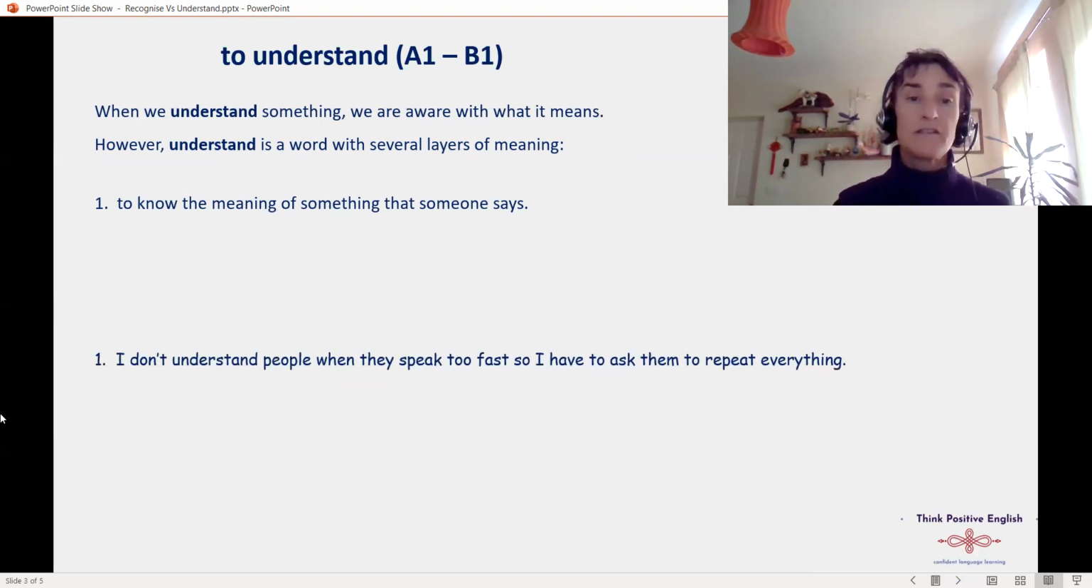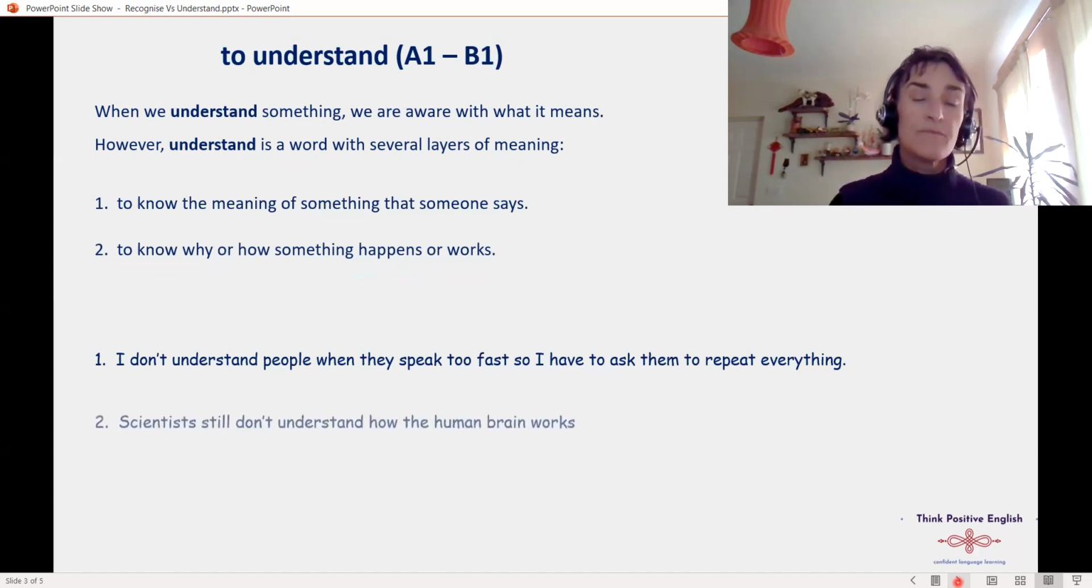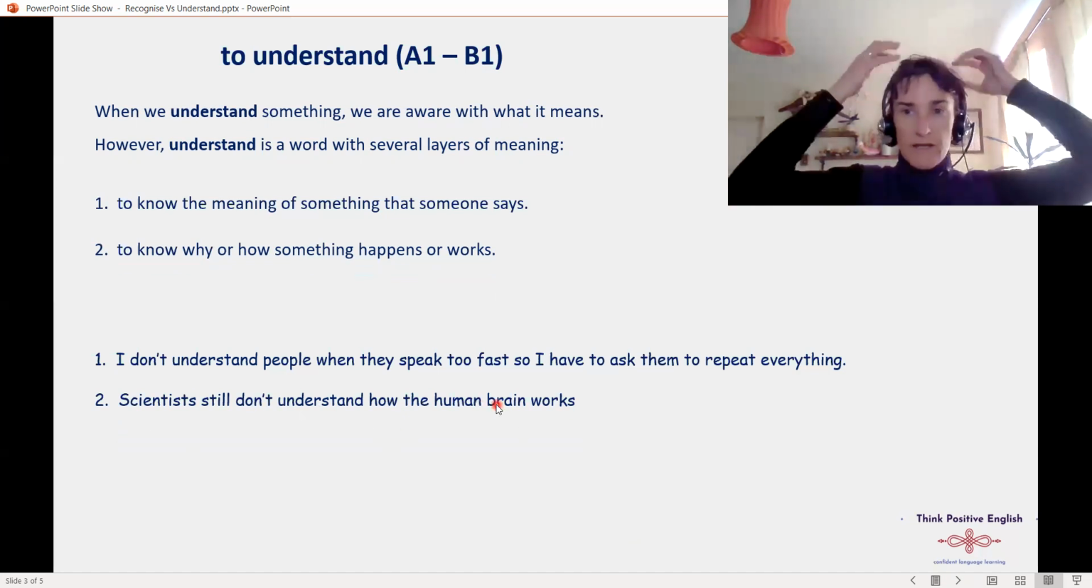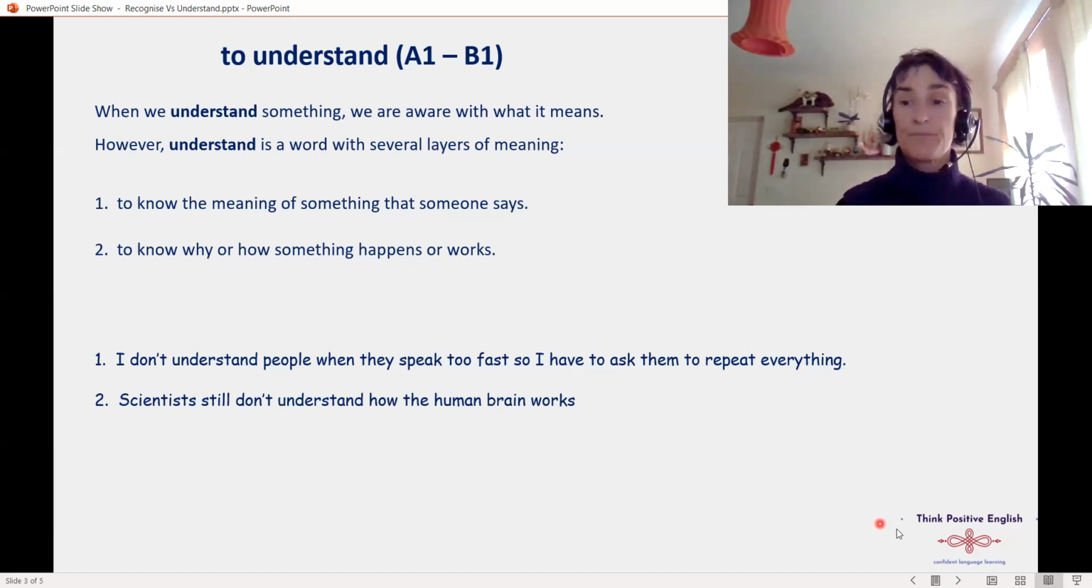So this one, right? I don't understand people when they talk too fast. I have to ask them to repeat. So it's just not really having any comprehension of what's happening. Second meaning is to know why or how something works. So scientists still don't understand how the human brain works. They don't yet have awareness of what's really happening in our brains because it's very complex.